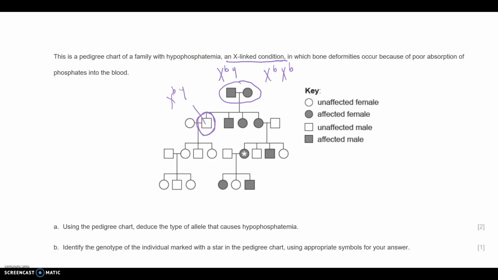And then it asks you, what would the genotype of this individual be? Well, again, you can see that this individual has got a daughter that does not have the disease, therefore they must be X big B, X little b.